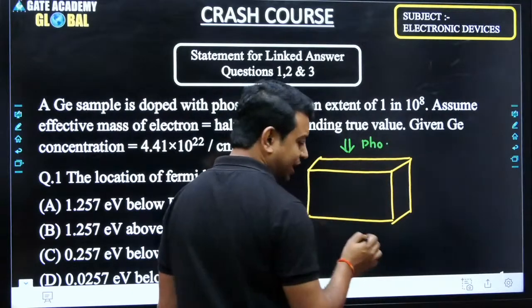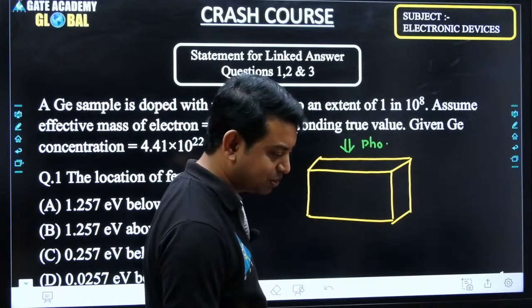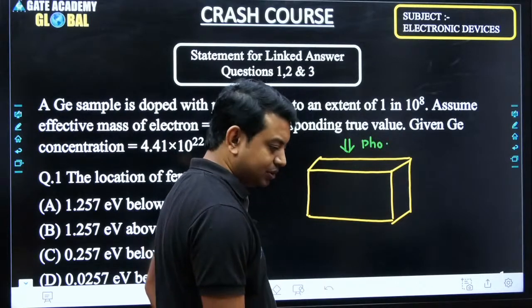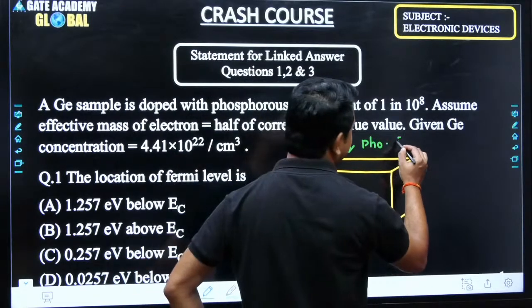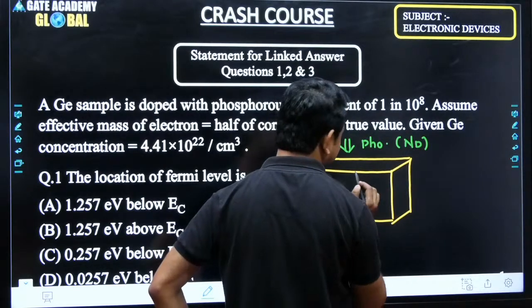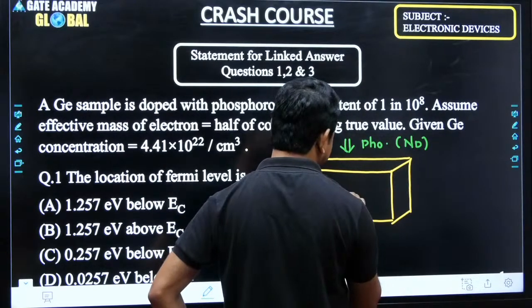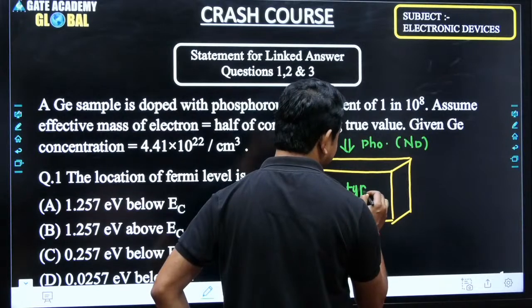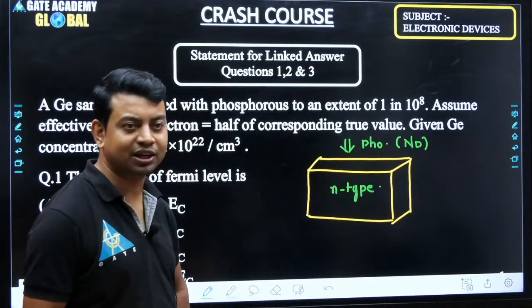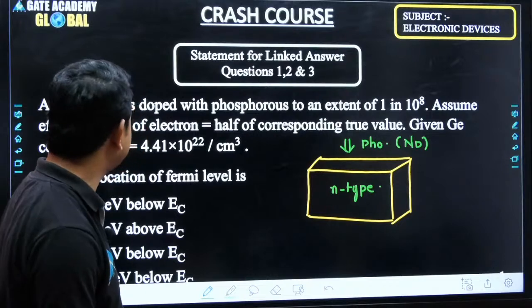Okay, so when we are adding some phosphorus atoms to this particular semiconductor, this phosphorus atom acts as a donor atom, and if it is acting as a donor atom, then definitely the semiconductor will become an n-type semiconductor. So whenever we have an n-type semiconductor, we have to think like an n-type semiconductor in this particular question.